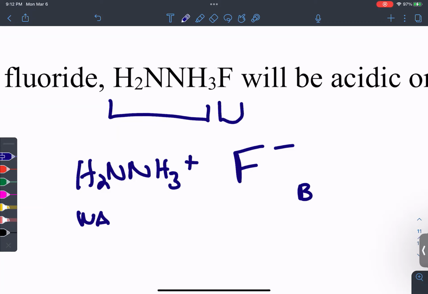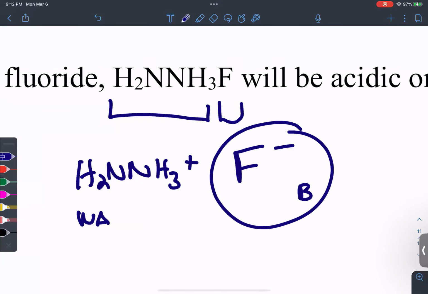All right. Okay, so for F minus, if that's a base, what should I look up? The Ka value or the Kb value? For F minus, if I want to understand how F minus behaves, do I look up a Ka value or a Kb value? Kb, yes.